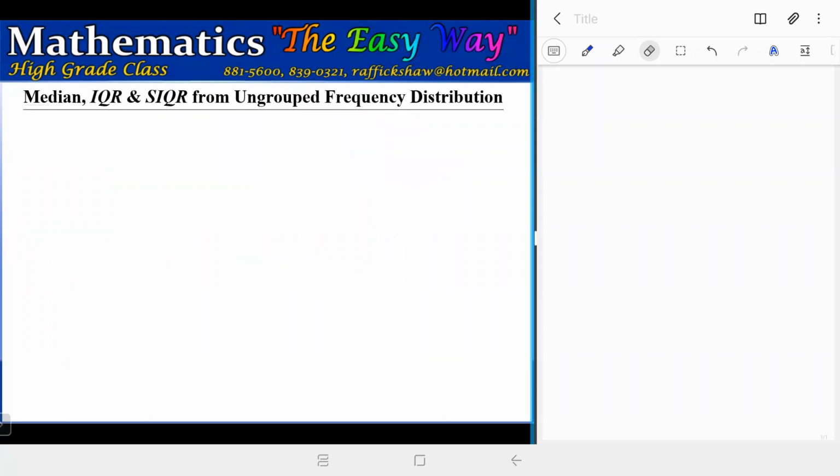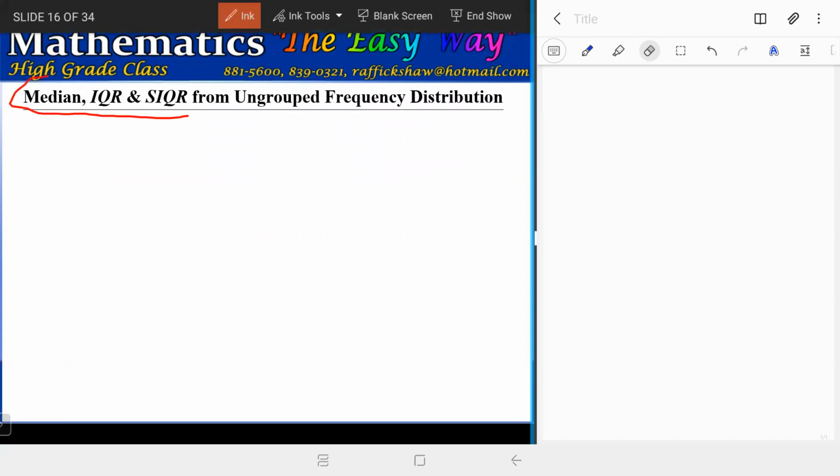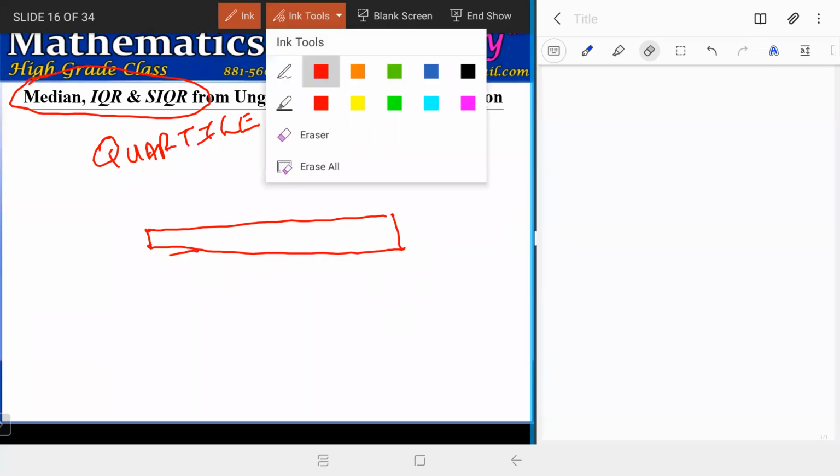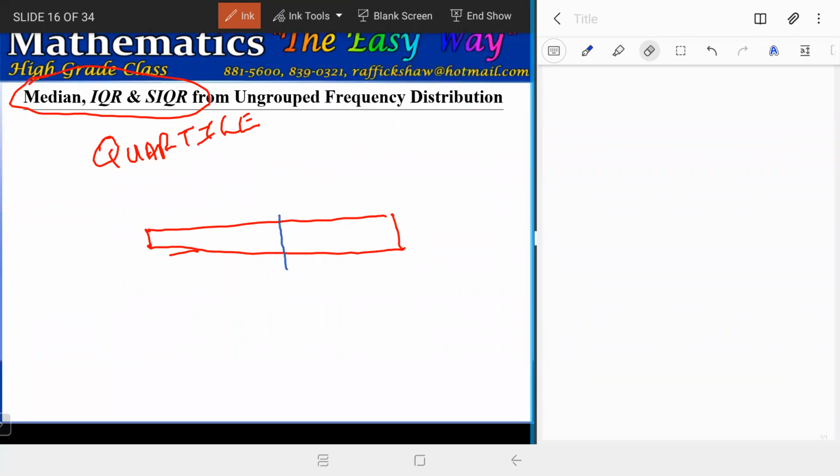Then we come now to median, interquartile range, and semi-interquartile range. Now remember, everything here is related to the quartiles. Remember what we said the quartiles were? They were the scores that divide a set of data into 4 equal parcels: the lower quartile, the middle quartile, and the upper quartile. These scores, Q1, Q2, and Q3, are your quartiles.